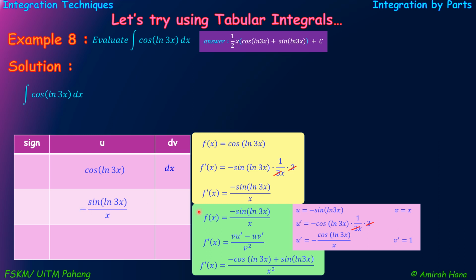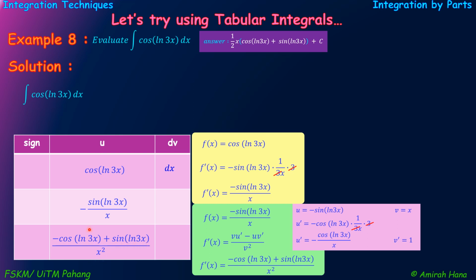Right, let's say we put f(x) equals negative sine ln 3x over x. Using quotient rule, f prime x equals v u prime minus u v prime over v squared. Alright? So we get f prime x equals, we multiply v and u prime. We can simplify x here and x in denominator here. So we get negative cos ln 3x. And then we multiply negative sine ln 3x times 1. We get negative sine ln 3x. And then we have minus sign here. So minus times minus equals positive. So we get plus sine ln 3x. And then over v squared, v equals x, so we have x squared in denominator here. Okay, after that, we put here negative cos ln 3x plus sine ln 3x over x squared.